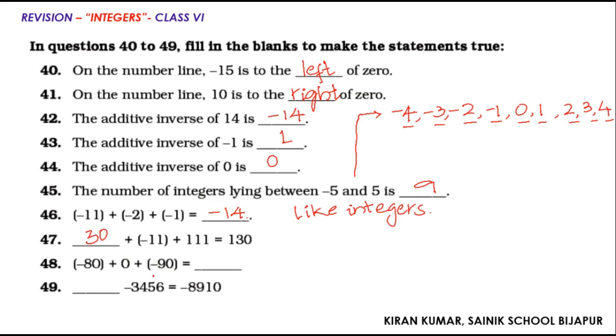Question number 48. Negative 80 added to 0 plus negative 90 will be, since if you add or subtract 0 the value remains the same, only these two numbers are to be considered. They have the like sign. When like integers are added, we retain the same sign, so the minus sign should be retained and the sum of their absolute values will be 170. So the answer is minus 170.